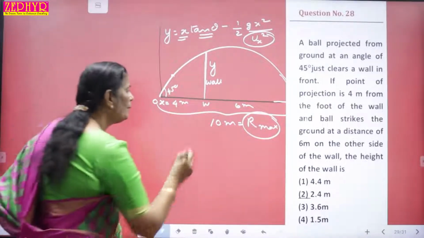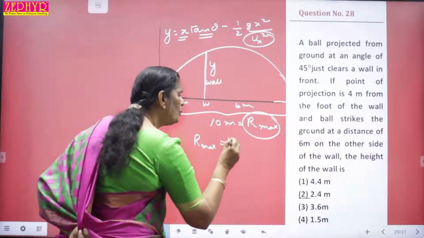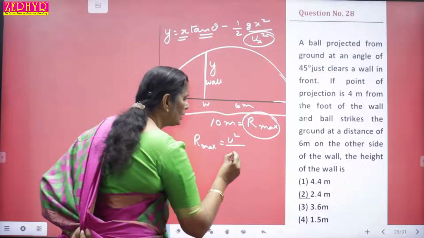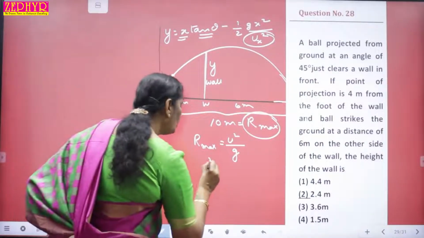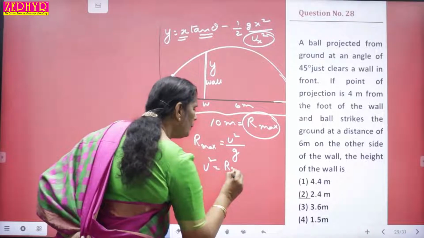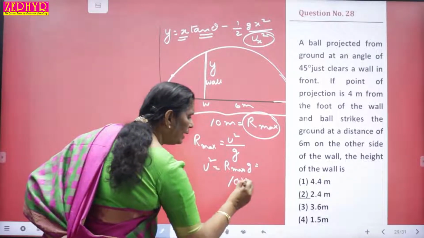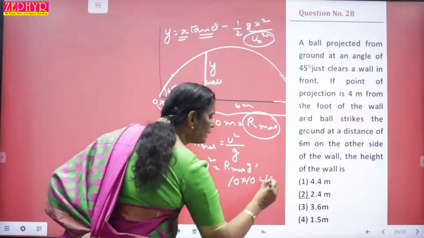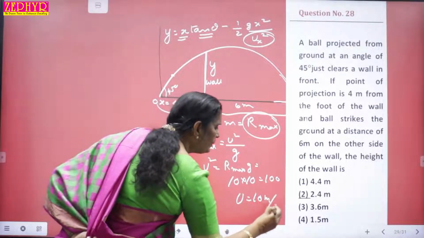But we know that R maximum is equal to u square by g. So u square is equal to R maximum into g. What is R maximum? 10. 10 into 10, 100. So what is u? u will be 10 meter per second.